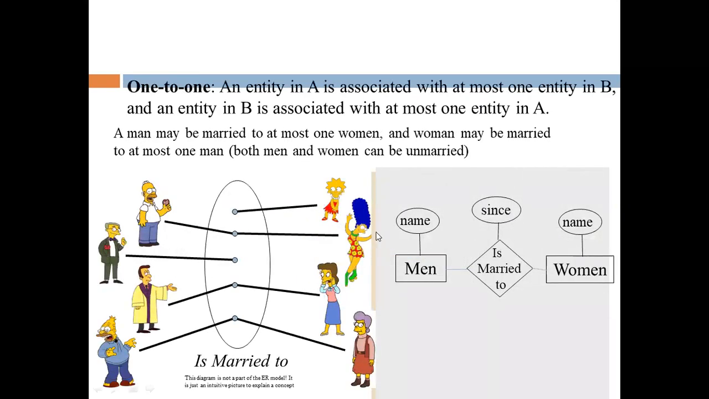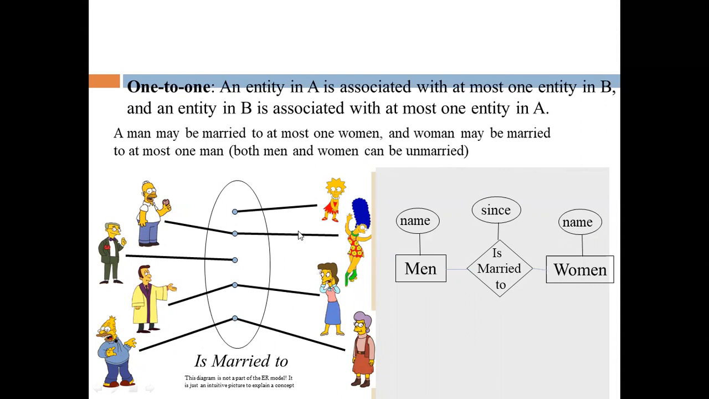Let me take another example. Here we have two entities, one is the man entity, the other one is the woman entity. The relation between these two is is married to. This is a UML diagram, and this one is an ER model. A man may be married to at most one woman and a woman may be married to at most one man. Both men and women can be unmarried. This is the constraint. So how do you represent it?